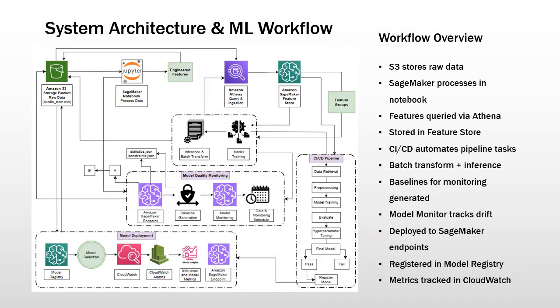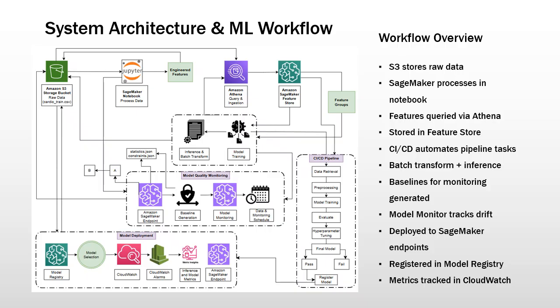This diagram illustrates our complete end-to-end architecture. Raw cardiovascular data is first stored in Amazon S3 and processed in SageMaker notebooks. Engineered features are then queried via Athena and stored in the SageMaker Feature Store, organized in logical clinical groups.